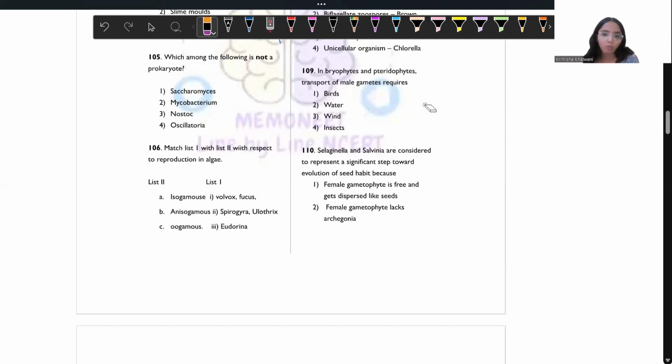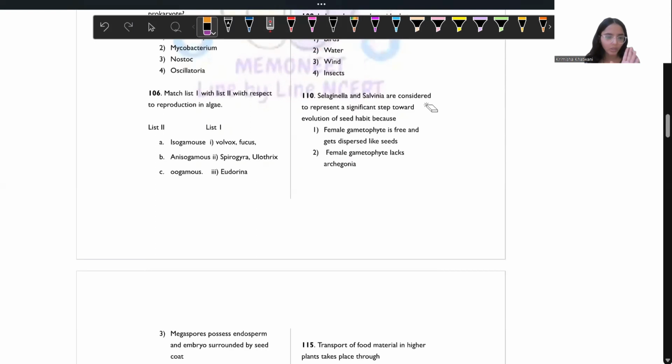Let us see the 110th question. Now this is a very indirect question, very easy if you know the concepts, if you know your basics properly. It says, Selaginella and Salvinia are considered to represent a significant step towards evolution of seed habit because female gametophyte is free and gets dispersed like seeds. This definitely cannot be the case. If female gametophyte is dispersing, the embryo will not be on the plant body. So if embryo is not on the plant body, how can it form a seed?